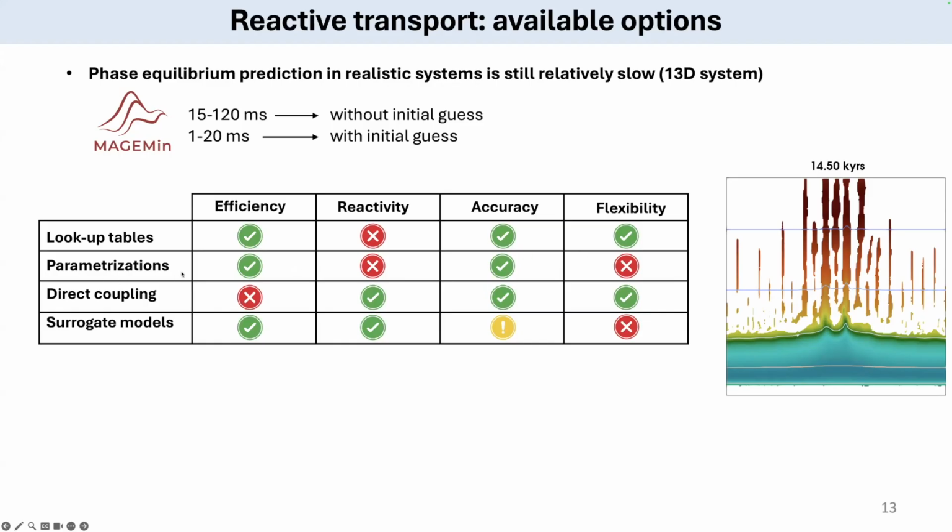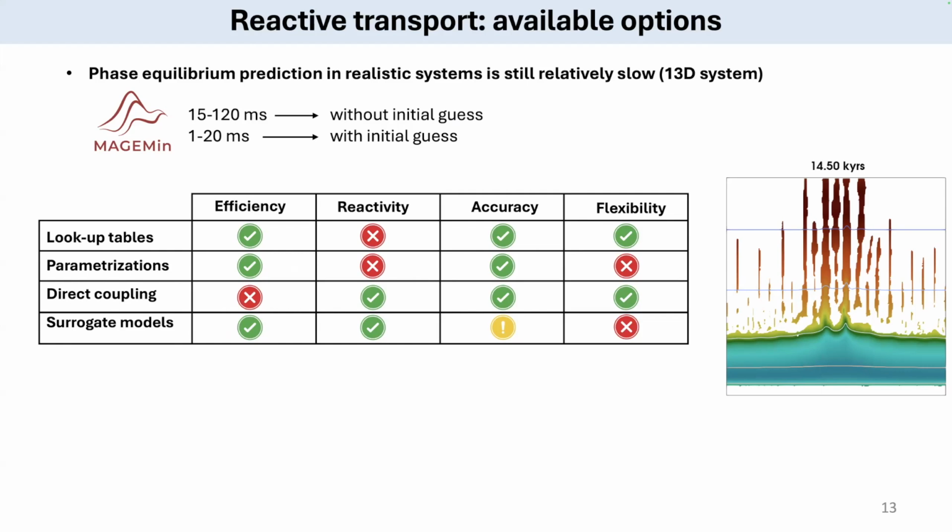The other one is the parametrization. Here we also have a great efficiency, also relatively poor reactivity, but we have great accuracy, and the flexibility is quite low because we need to recalibrate a model every time we want to change system. The other solution is the direct coupling, which is quite slow actually, but the cool thing is that we have the reactivity, accuracy, and flexibility.